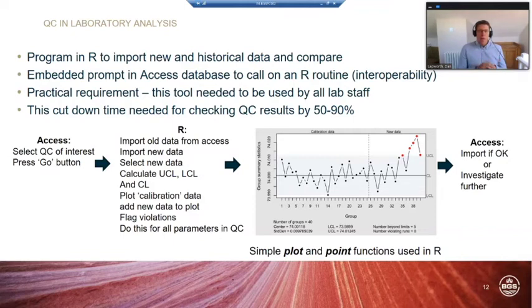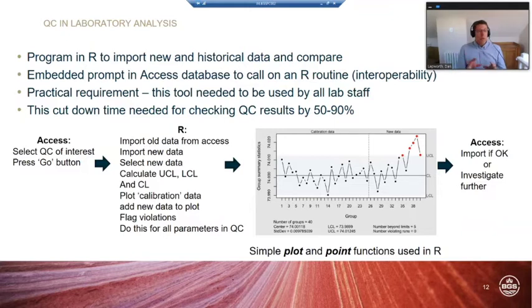Overall, it certainly made a great difference in terms of our ability to check the quality control results coming off standards from our instruments, and cut down our time needed for checking considerably, probably between 50 and 90% in many cases. So to show the process at the bottom here, to start with, we've got our historical data set in an Access database.